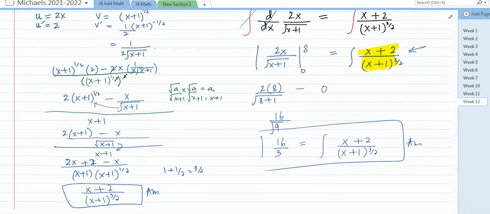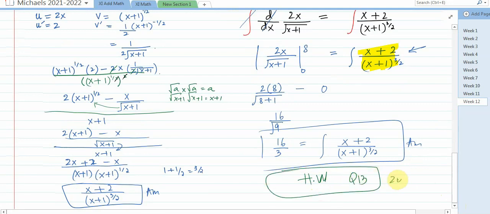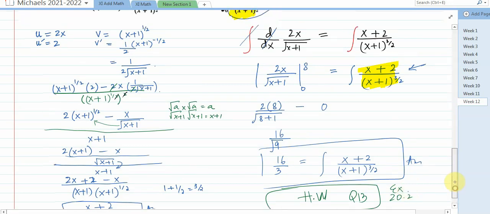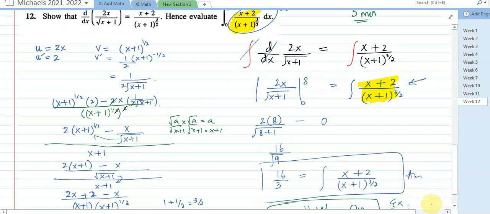I think that it is quite enough for today's class, and what you need to do as homework is try question number 13 from the same exercise 20.2. Alright, give it a try and verify your answer from the book. Make sure that you are doing it right, and the steps that we discussed in today's session, you need to apply all those steps in that homework question.